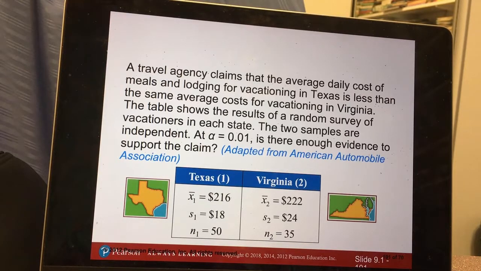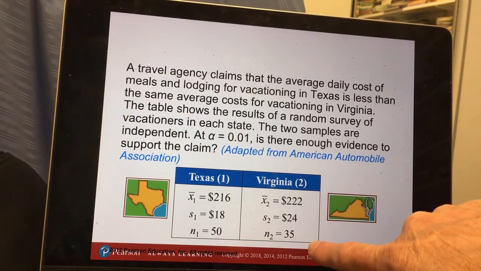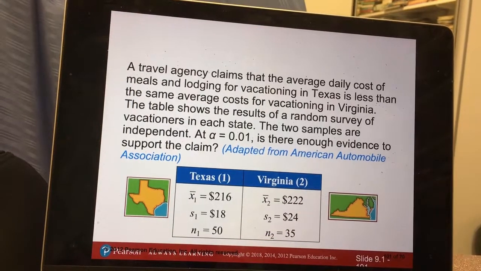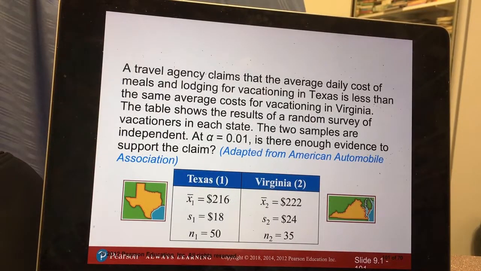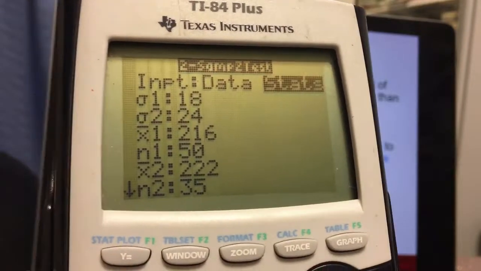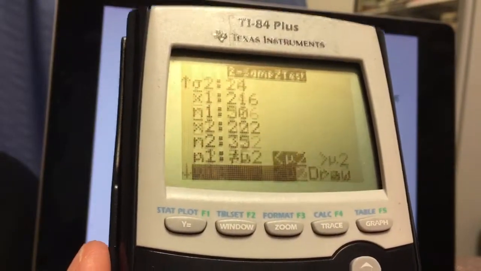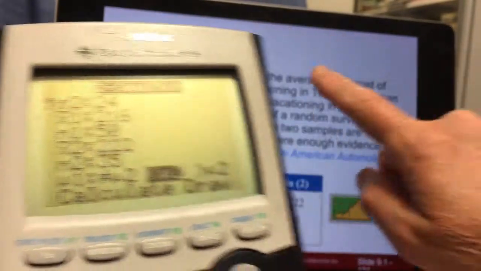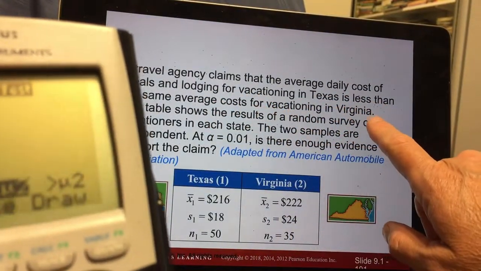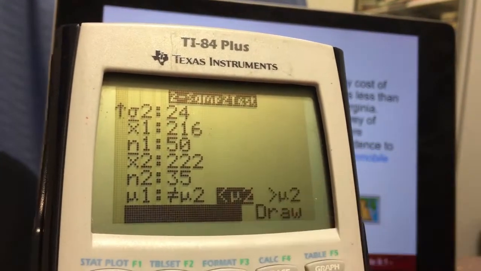We have large enough samples here to use our z-test because we have greater than 30 on both of them. So we're going to use a 2-sample z-test with no pooling. So here I've entered all of my data, and now I'm going to scroll down, and I have a less than situation because it says Texas is less than the same average cost for vacationing in Virginia. That's the claim. So I'm going to use a less than, and then I'm going to calculate.